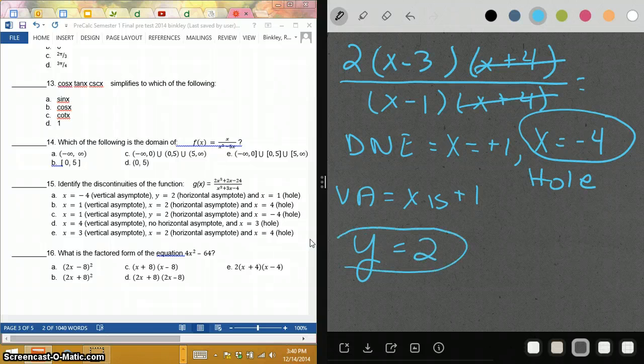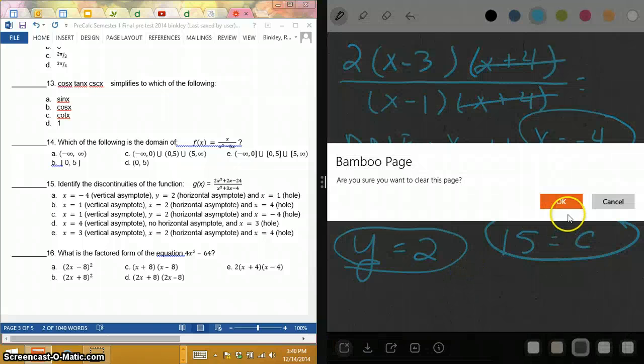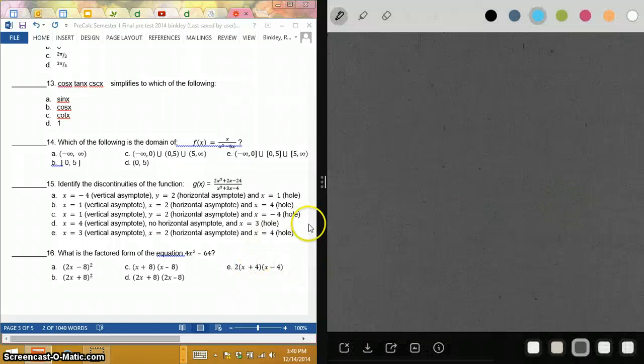If you put all of these things together, you should get C as your answer for 15. So 15 is C. Let's clear this. What's next? 16. What is the factored form of the equation 4x squared minus 64?